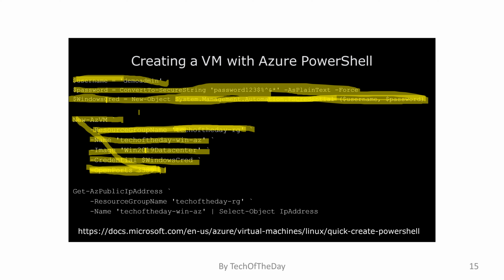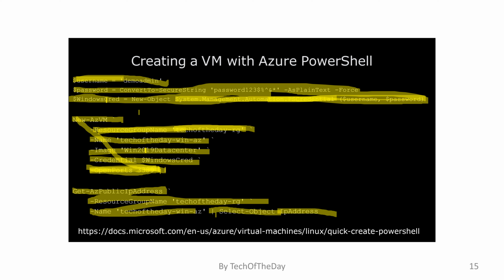And then if you just want to get the public IP address of this virtual machine, then you have to specify the resource group name and the name of the virtual machine, and then you need to filter the select object IP address. Simple, right? Pretty straightforward. So I would like to urge you to go to Azure portal, select the cloud shell, and run these commands using PowerShell. I hope you know this already, but I have explained this in the video previously, that you can just execute these commands.